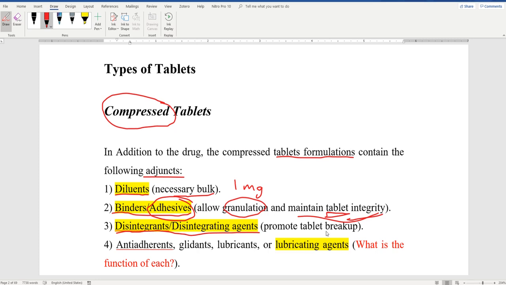What do you mean by disintegration? Meaning it's the breakup of tablets. So once the tablet is swallowed with maybe a glass of water and it reaches the gut, the gastric juice and the fluid in the gut will allow the disintegrating agent to start working and breaking up the tablets. Of course, if you remember, the mechanism by which most disintegrants work is by swelling or wicking.